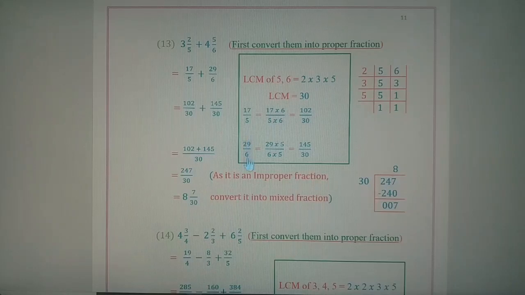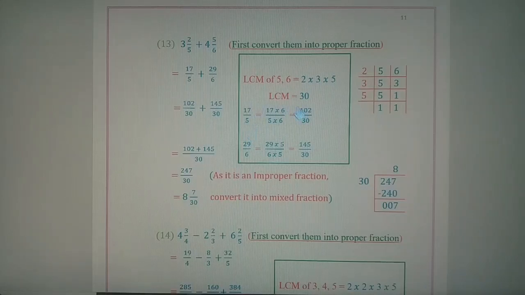The next fraction, that is 29 upon 6, should also be multiplied with such a number in the denominator that the denominator 6 should be converted into the LCM integer 30. When 6 is multiplied with 5, we get 30. So the same number 5 should also be multiplied with the numerator 29. So 29 5s are 145 and 6 5s are 30. So 145 upon 30 is the equivalent fraction of the improper fraction 29 upon 6.